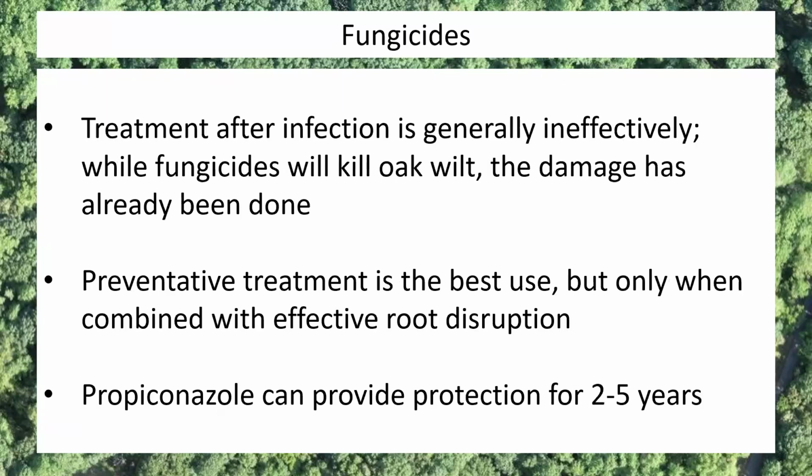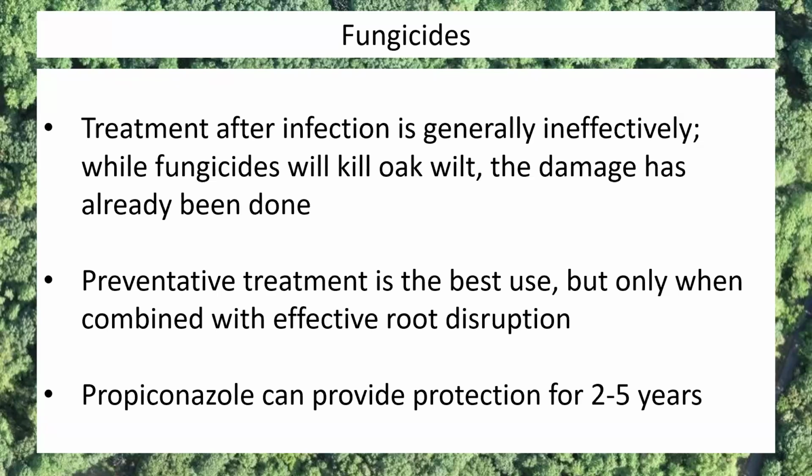Now, the biggest question that I know a lot of people are going to have is, can we use fungicides to combat oak wilt? Yes and no. If it's after infection, you could treat the tree with fungicide and it will kill oak wilt. However, the damage has been done. By the time you notice the tree is suffering from the disease, the tree already needs to be removed. And you don't know how much sporulation has already happened at that point. So prevention becomes much, much more important.